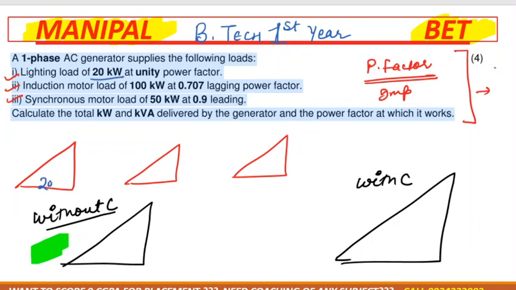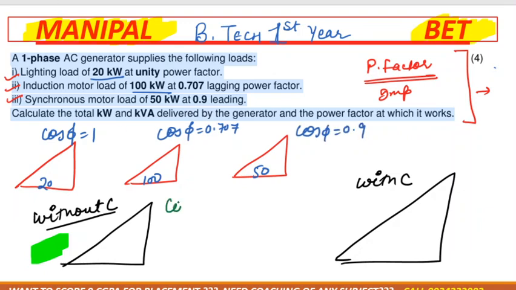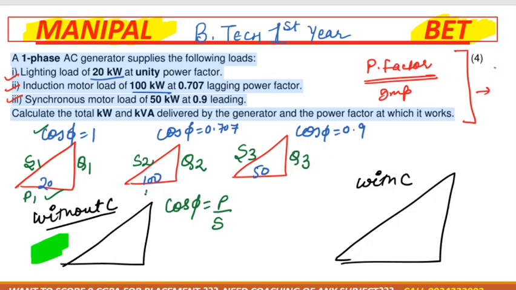First case, P is given 20, cos phi is 1. Second case, P is given 100, cos phi is 0.707. Third case, P is given 50, cos phi is 0.9. As you know the formula, cos phi is equal to P by S. P is known, cos phi is known. Can you get S1? Then you can get Q1, right? Similarly, you can get S2, then Q2, then S3, then Q3. This is P1, P2, P3, correct?